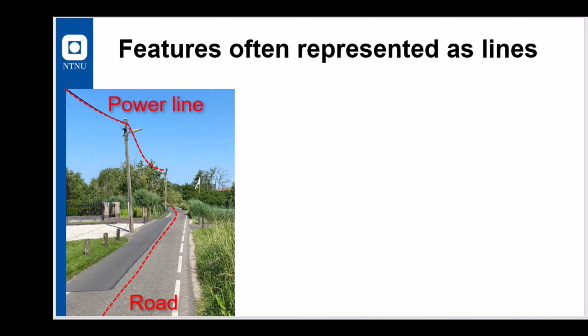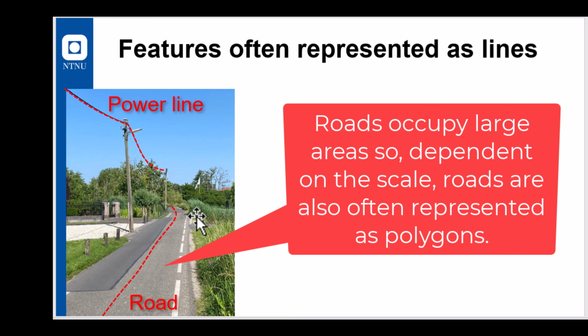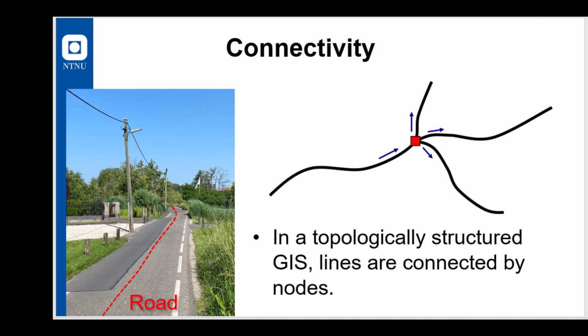Examples of features typically represented as lines include power lines and roads. But roads also occupy large areas, so depending on the scale, roads are often also represented as polygons. However, irrespective of scale, for route planning, roads are represented as lines. Each line starts and ends with a node, but a node is also a point where two or more lines are meeting. One line's end node is another line's start node.